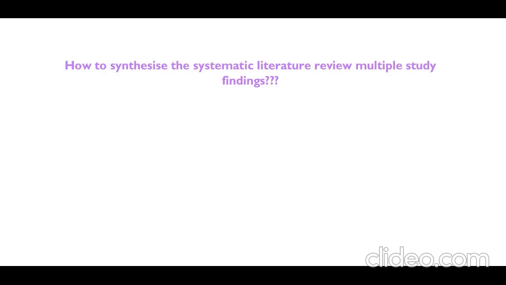You're doing the systematic literature review process and synthesizing the multiple study findings in a synthesis table in an Excel sheet, or else you can use software for extracting data and all other things. So, how should you summarize the findings of multiple studies? That is the real challenging part in the systematic literature review and meta-analysis process, right? So, how to synthesize that?